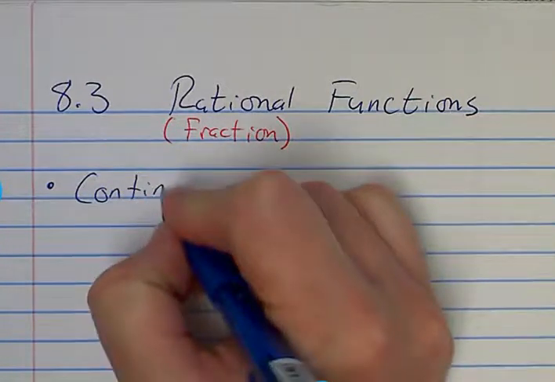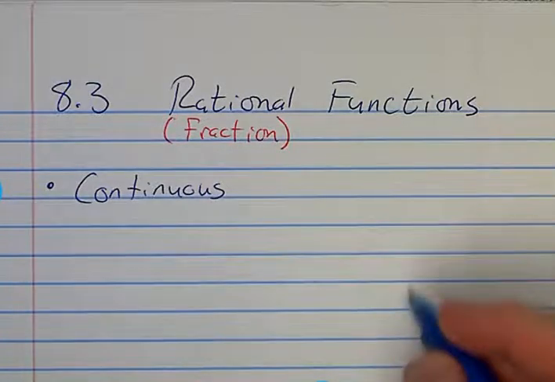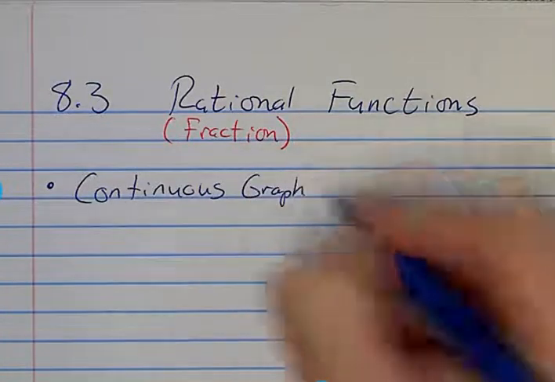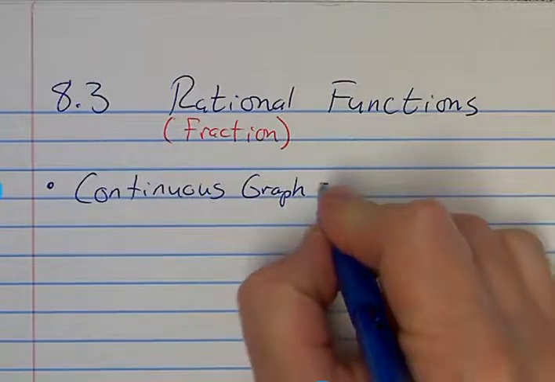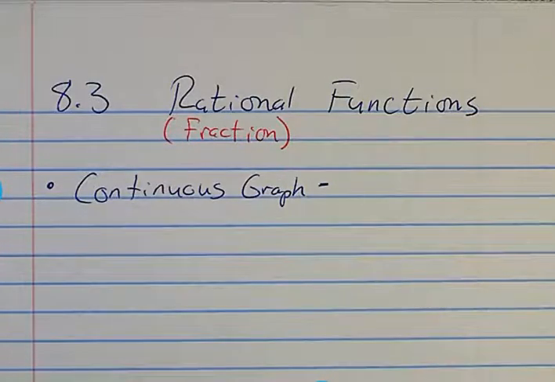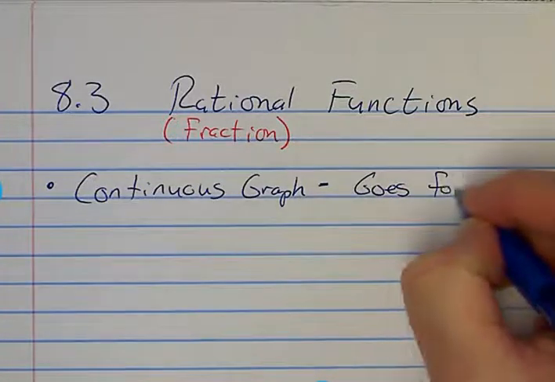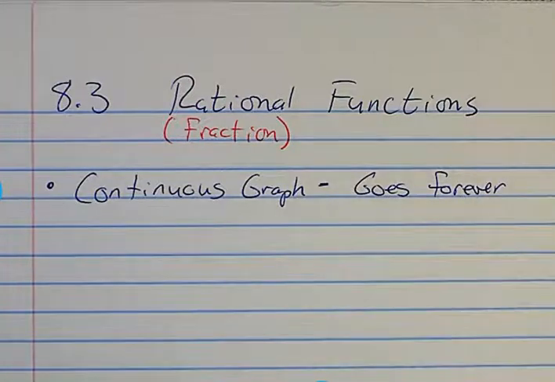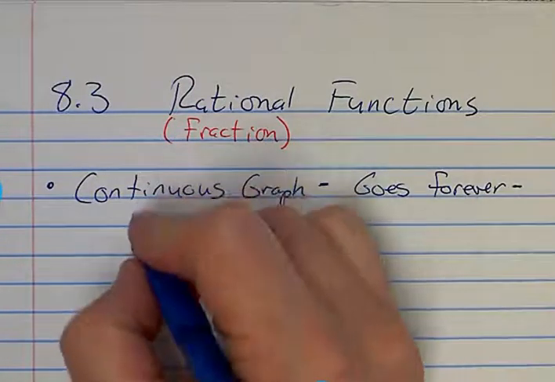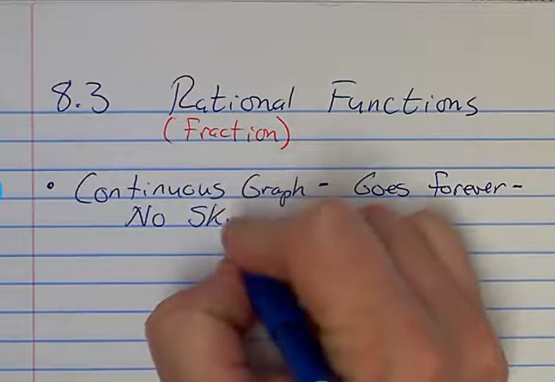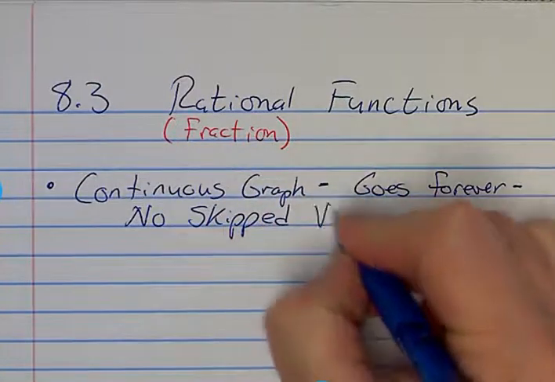So first thing we've got is a continuous graph. If it's continuous, what does that mean? Goes forever, right? It just keeps going and going and going. So if it's a continuous graph, it goes forever. And here's the big thing that goes with this one: if it's continuous, there are no skipped values.